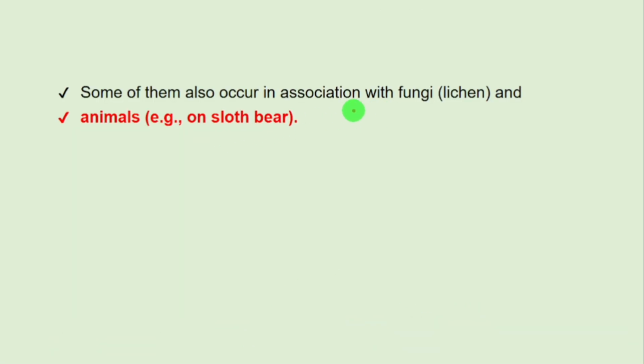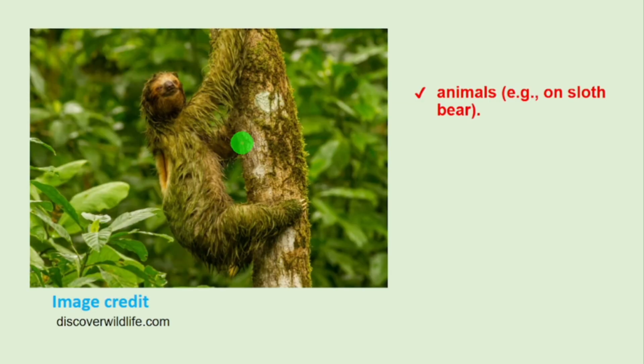Now, algae in association with fungi are called lichens. This we have learned before in biological classification. Now, another example in which you will see algae associating with animal is sloth bear. So this is sloth bear. This particular variant is called tree sloth. They live on trees. So the algal growth helps them to camouflage. And in turn algae is benefited because algae gets shelter.